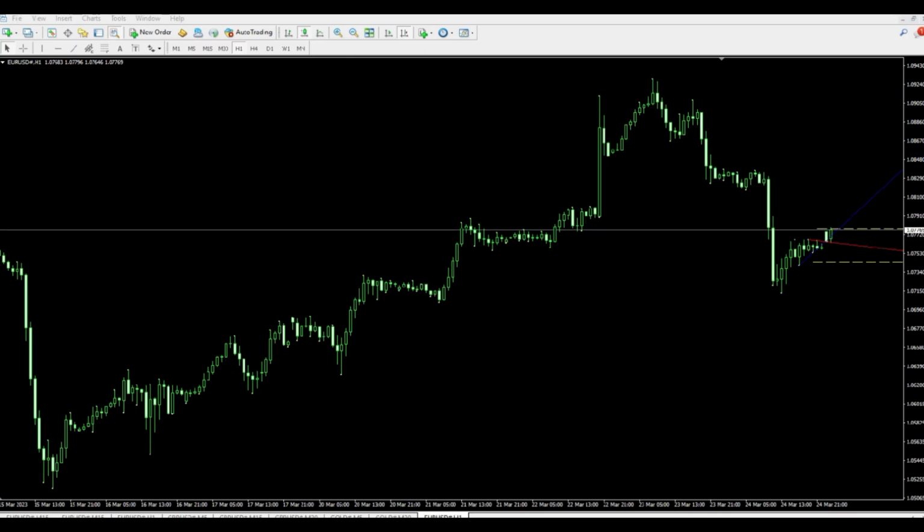Forex trend lines are simple to use and easy to understand. Whether you're a beginner or a professional trader, you'll always draw a couple of lines on your chart. Today we'll learn how to do it. This will be our chart today.